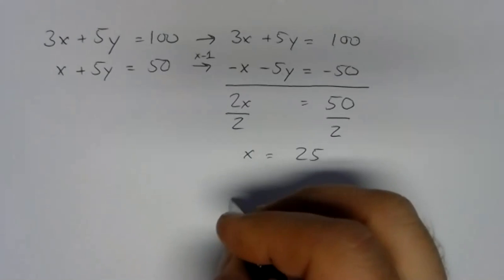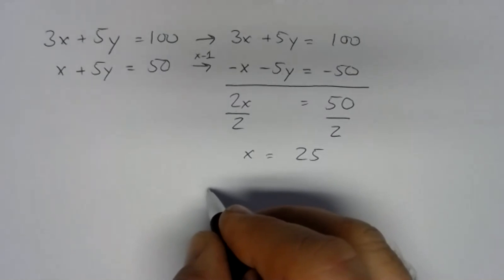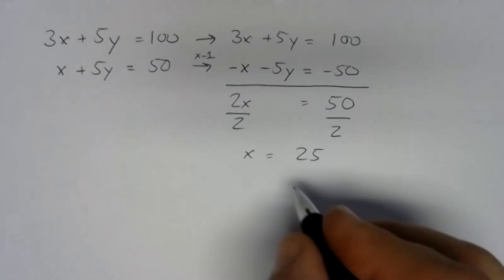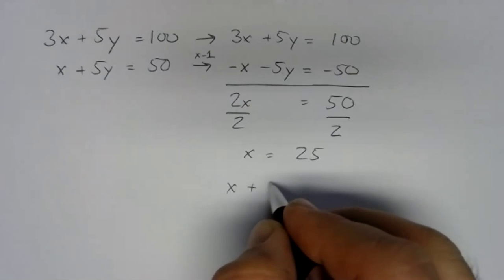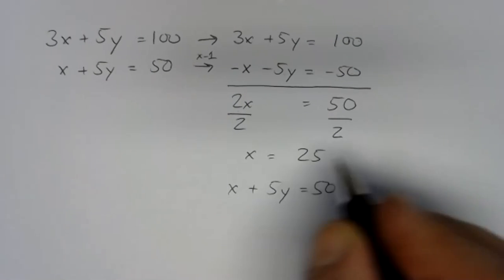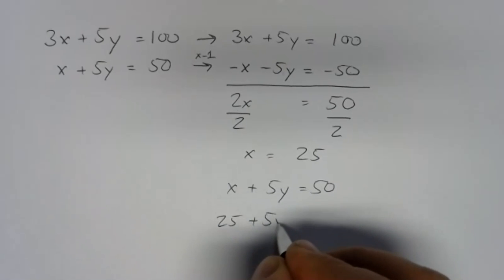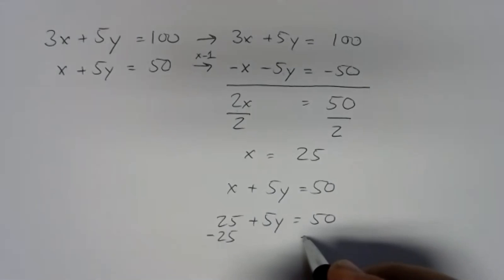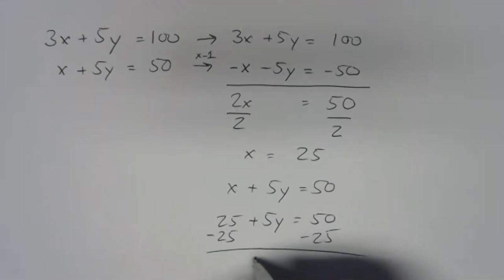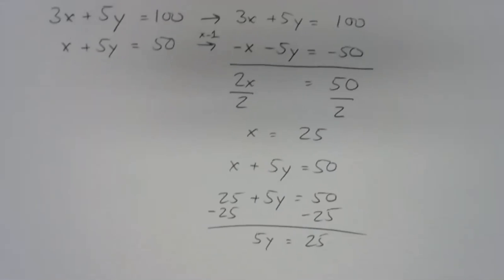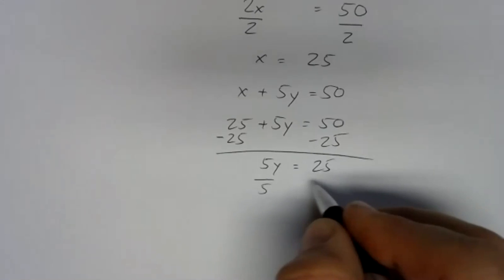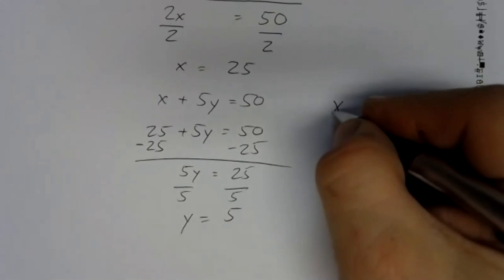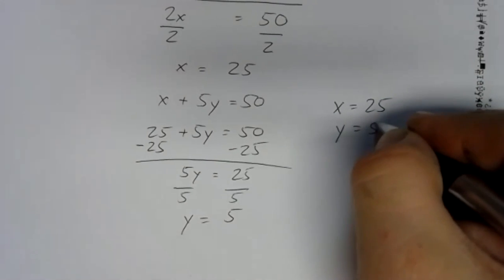So let's go to the second equation here. We've got x plus 5y equals 50. We'll plug in 25 for x. So let me write the equation down: x plus 5y equals 50. Plug in 25, so we've got 25 plus 5y equals 50. We can solve that one using our skills from Monday night. Subtract 25 from both sides. We've got 5y equals 25. Now divide both sides by 5, and y equals 5. So it looks like our answer here is x equals 25, y equals 5.